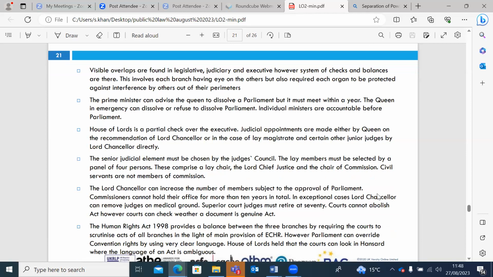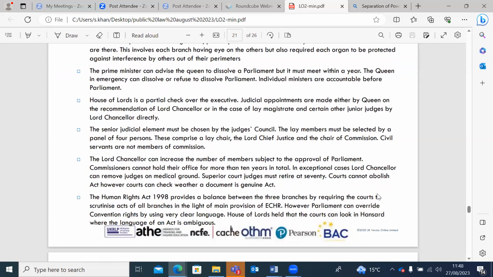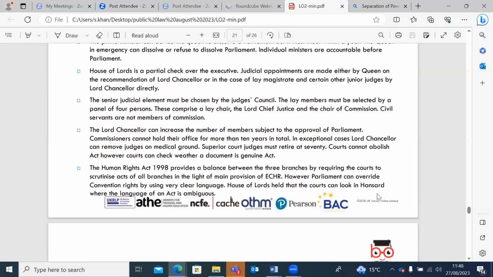check over the executive. Judicial appointments are made either by the Queen, which is the King now, on the recommendation of the Lord Chancellor, or in the case of lay magistrates and certain other junior judges, by the Lord Chancellor directly. The senior element must be chosen by the Judges' Council. The lay members must be selected by a panel of 4 persons. These comprise a lay chair, the Lord Chief Justice, and the chair of the commission.